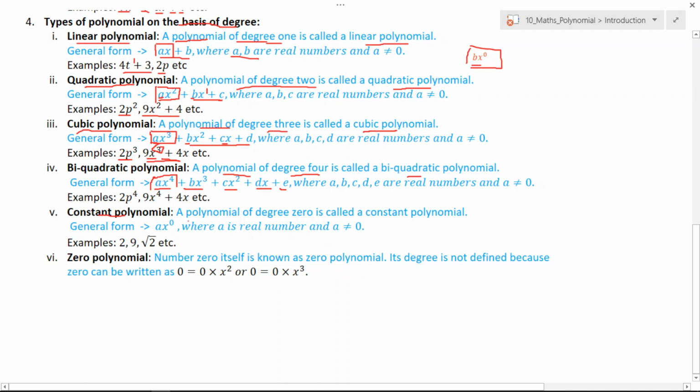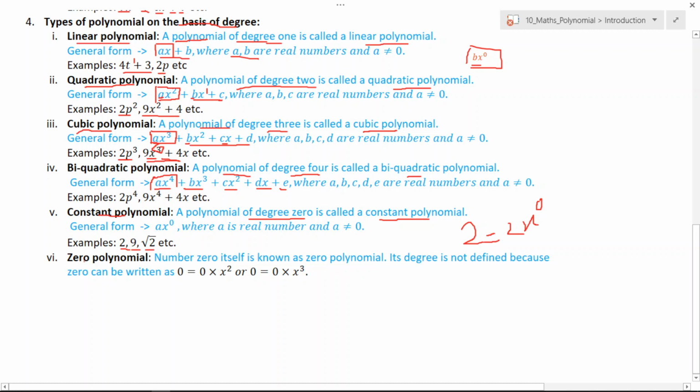Next is constant polynomial. A polynomial of degree 0 is called a constant polynomial. Clear? Like 2, 9, root 2 are constant polynomials. Clear? Because its degree is 0, because instead of 2 we can write 2x to the power 0, and 2x to the power 0 means 2 only. Clear? So its degree is 0, that's why it is called a constant polynomial.